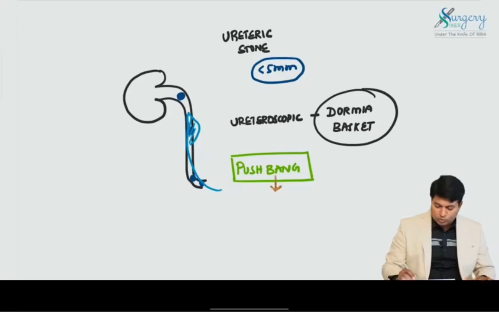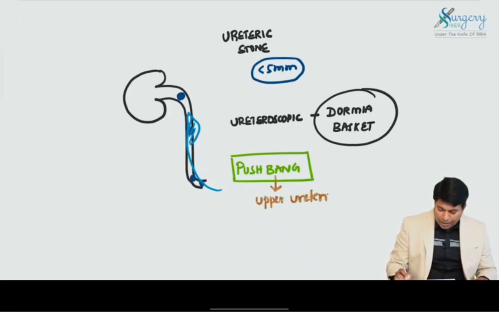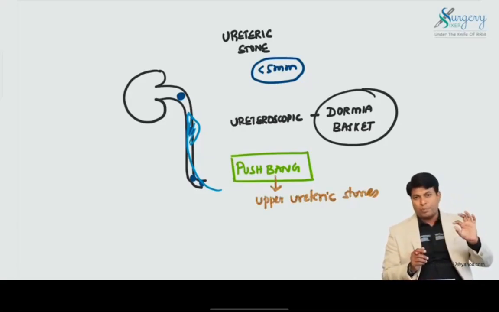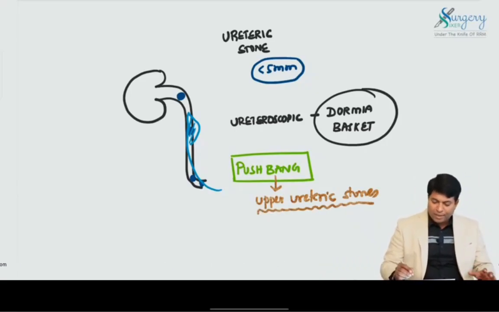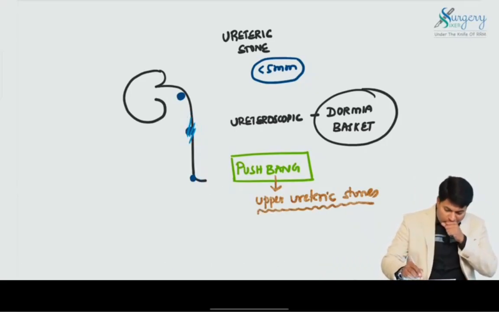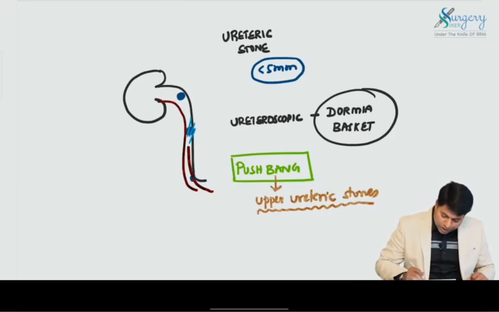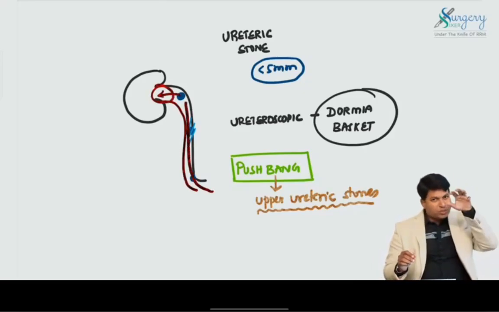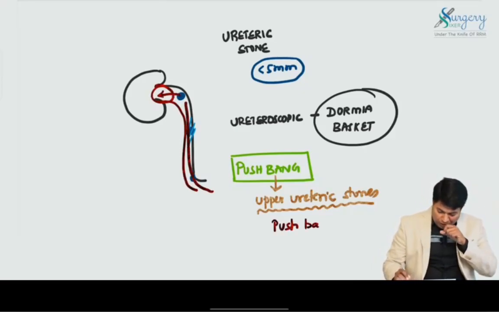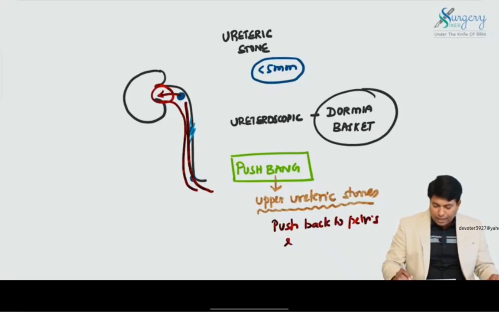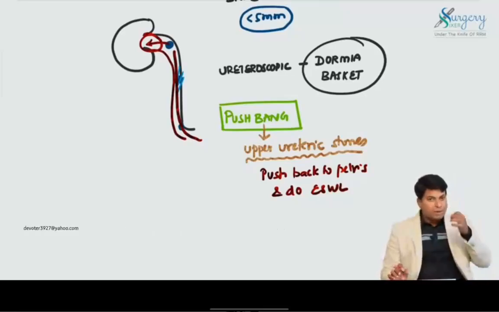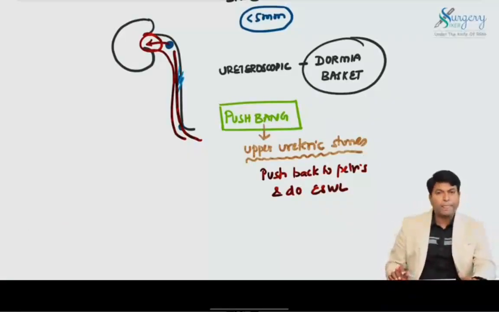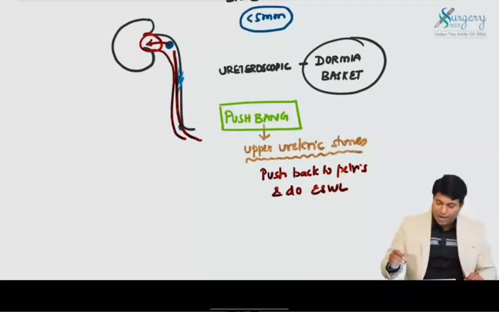Push bang technique is used for upper ureteric stones not reachable by a normal ureteroscope. With a normal ureteroscope, we are unable to reach the stone. What do we do? We push it. For example, see this image here. I will push the stone back into the pelvis, and then do ESWL. So this is the push bang technique. It is done for upper ureteric stones which cannot be retrieved by ureteroscopy. We push them back into the renal pelvis and remove by ESWL.